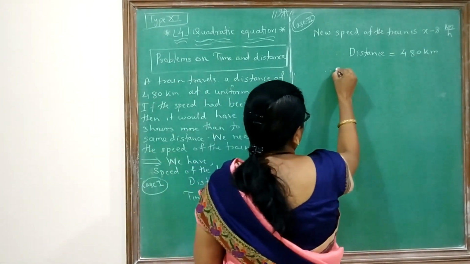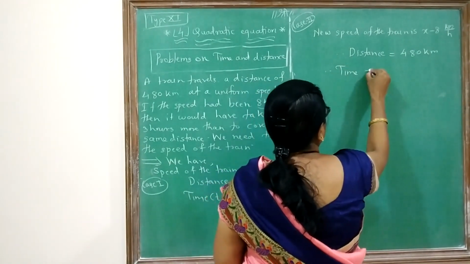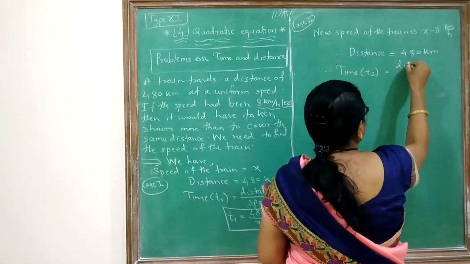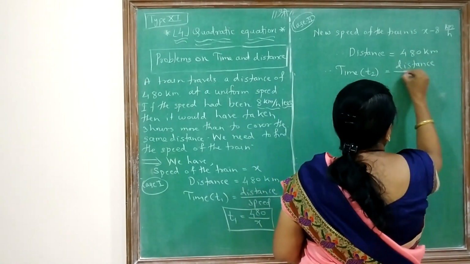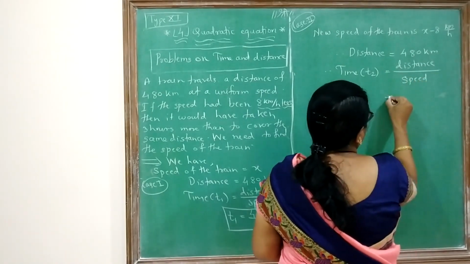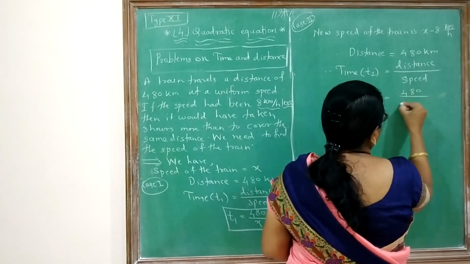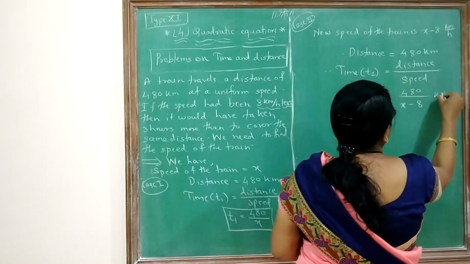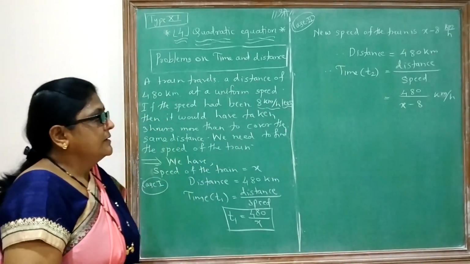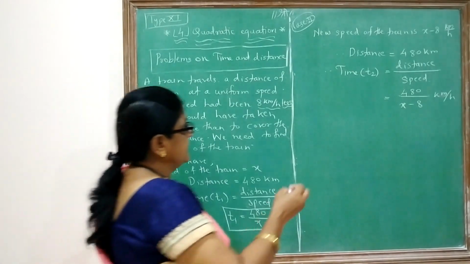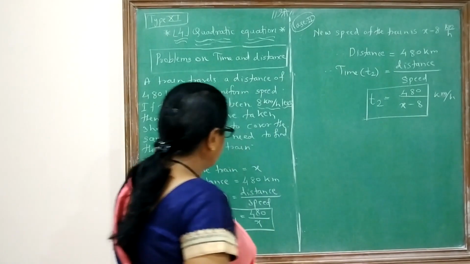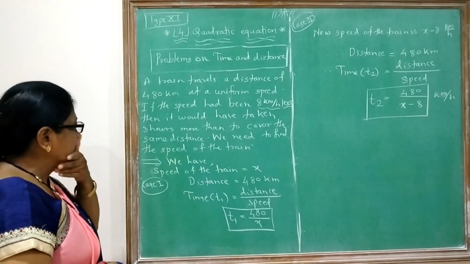Then again we will write the formula, that is time equal to distance upon speed. Time, you will consider here T2, equal to distance upon speed. Therefore T2 equal to 480 divided by x minus 8 kilometers per hour, and this is T2.